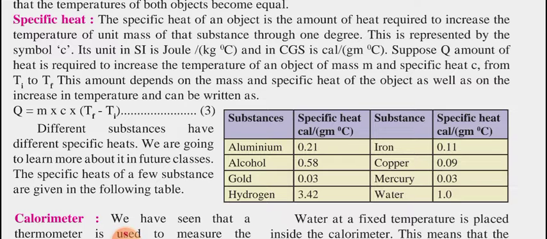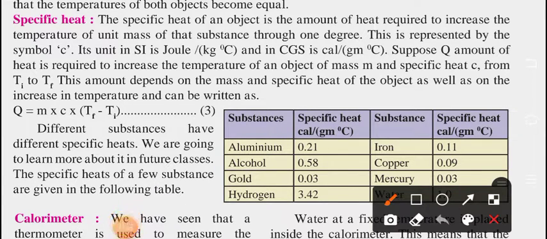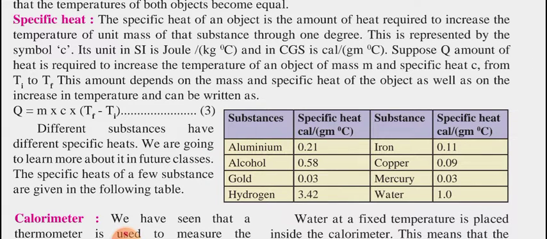So we have different substances and different specific heats. We are going to learn more about this in future classes. For now, the specific heats are: aluminium 0.1, alcohol 0.58, gold 0.03, hydrogen 3.42, iron 0.11, copper 0.09, mercury 0.03, and water is 1. These are the specific heats for specific substances.